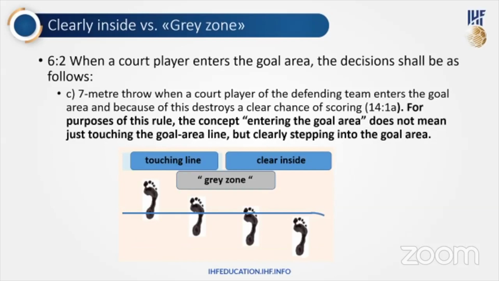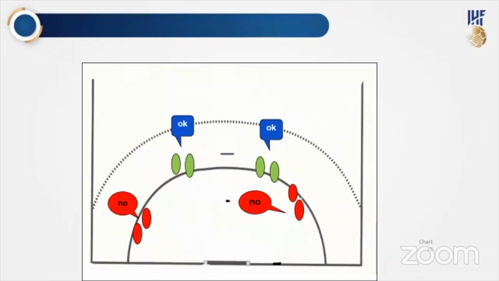And then when the entire foot is inside, like you see on the picture to the right, then of course this is clearly inside, and the second one from the right is also very, very close to being clearly inside. So here, the green ones are touching the line, they are not clearly inside. Here, the red ones, you see that one or both feet are clearly inside the goal area.